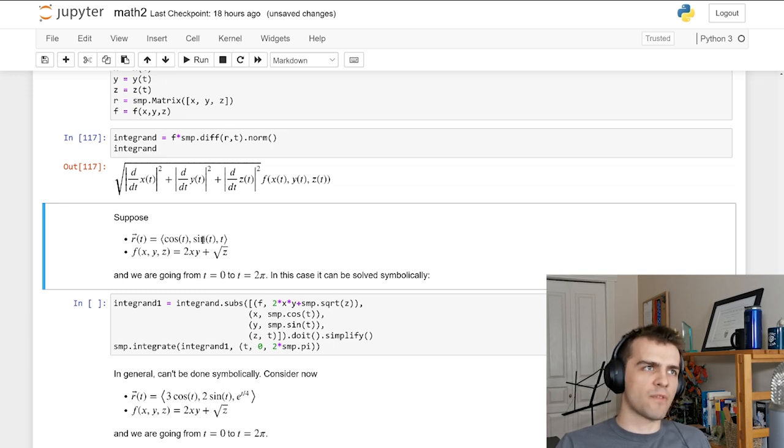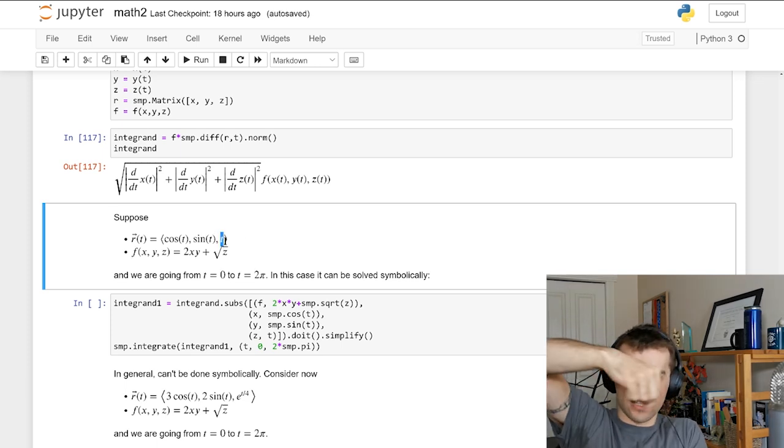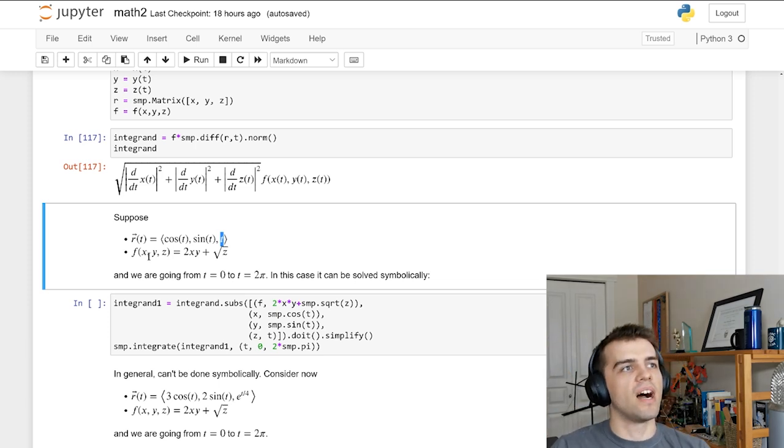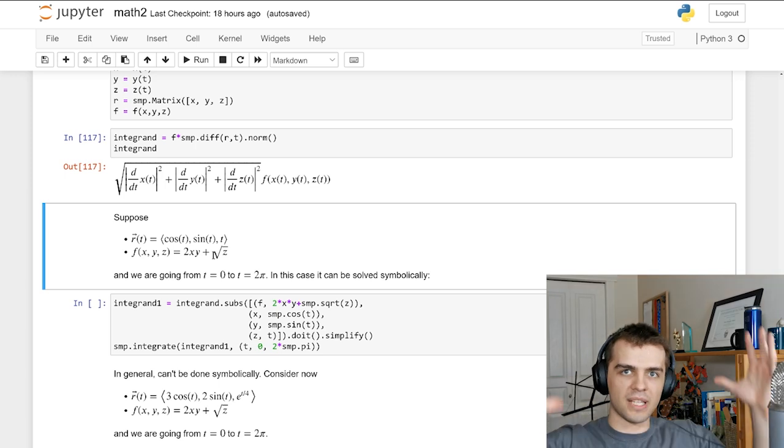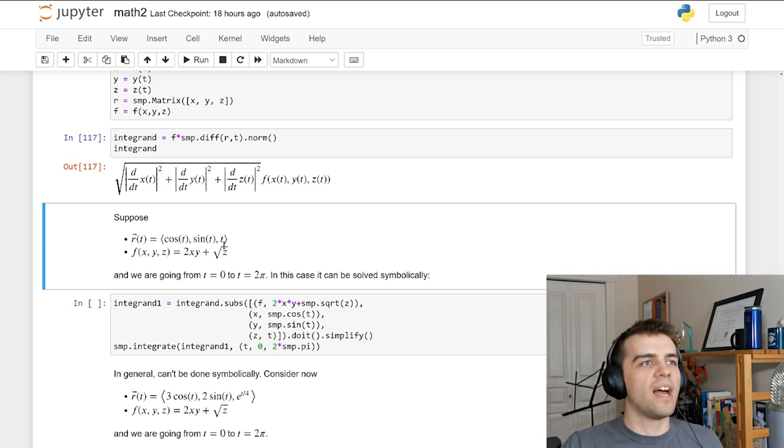And then maybe I have a specific path. Maybe I'm going over a helix, right? This is a helix. If it was just cos t, sine t, you're just in the xy plane. I also give this t in z, so the helix wraps up like this. And I have this function f of x, y, z given like this. It could be the temperature in space, for example. And we integrate from t equals 0 to 2 pi.